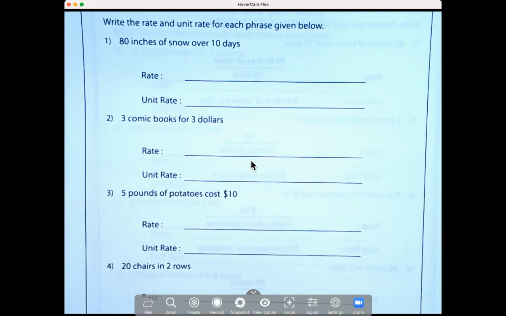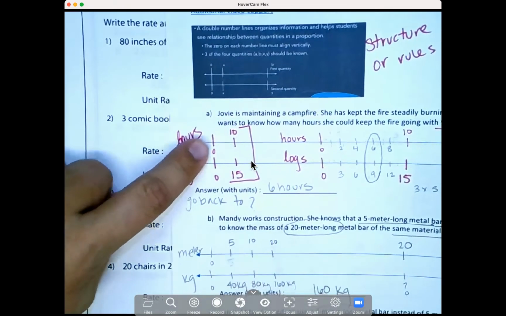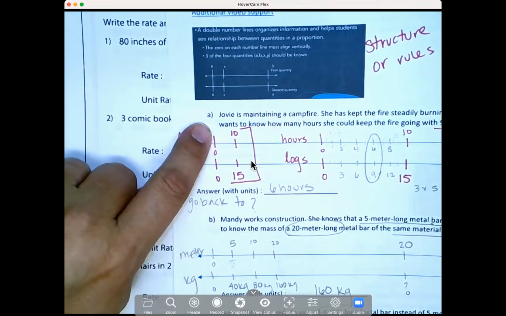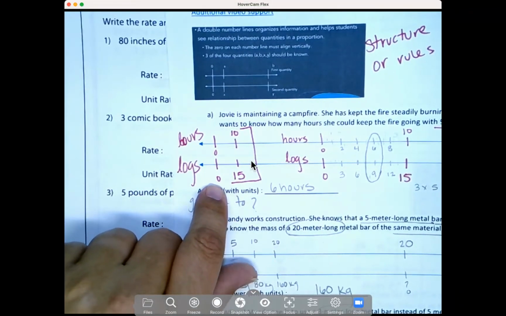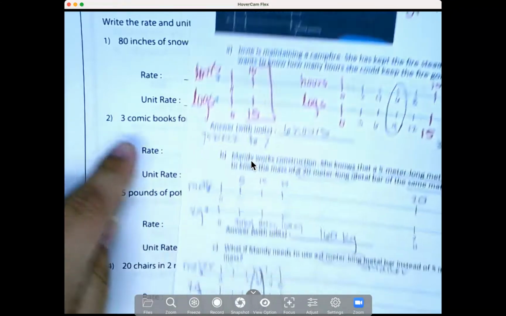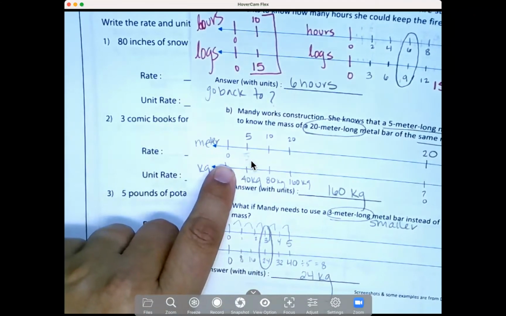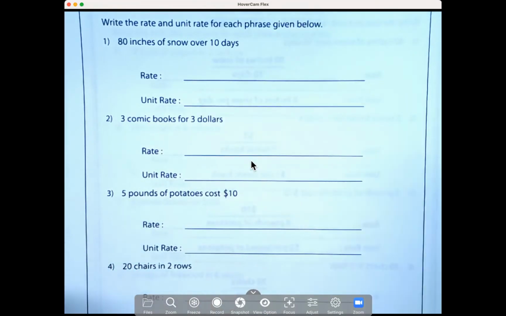Also, when we're talking about constants of proportionality, we have to talk about the fact that there's a zero, zero. For instance, when we did these worksheets, everybody had 0, 0, because in this case, if I have no logs, I would have no hours of fire. If she had no meters of the metal bar, there would be no weight. Those are important parts of this.